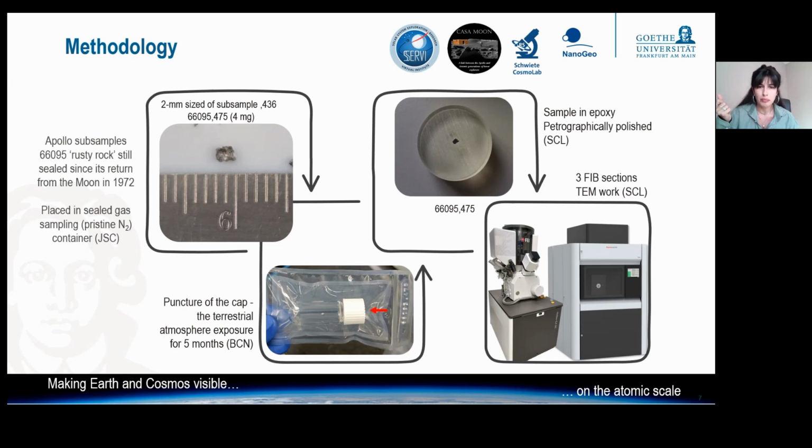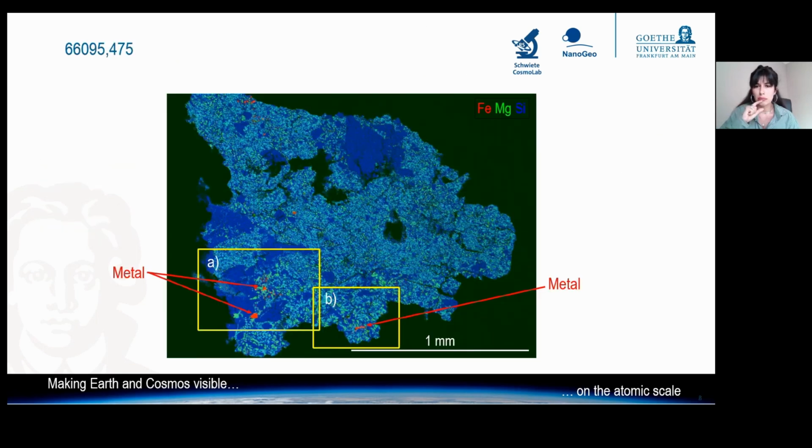This is an X-ray RGB SEM image where iron is in red, magnesium is in green, and silicon is in blue. You can see that the metal grains are easily seen by these red phases. These 2 squares in yellow are the 2 regions that I'm going to zoom in on in the next slide.